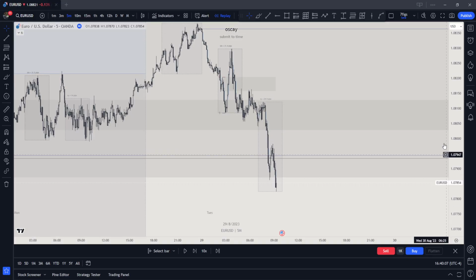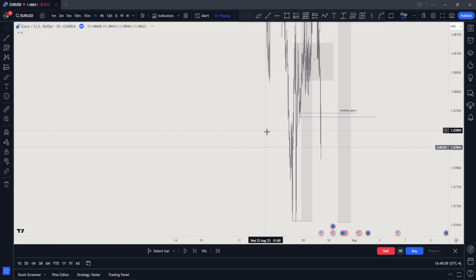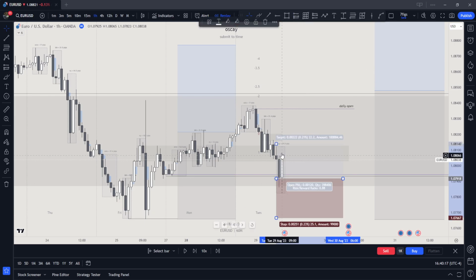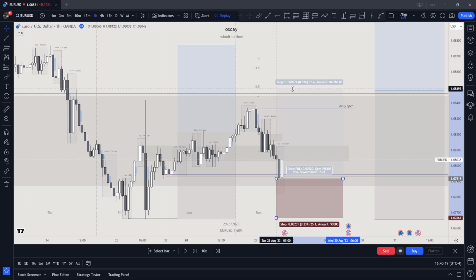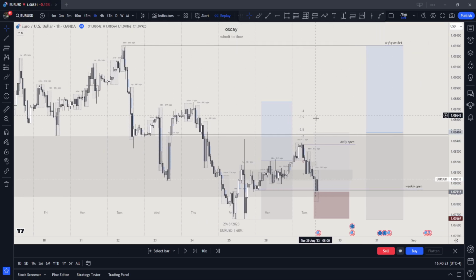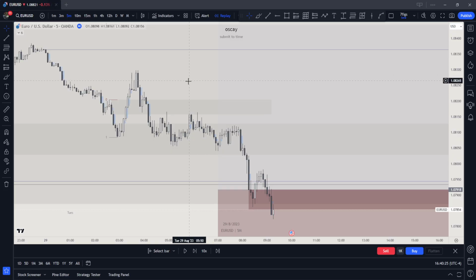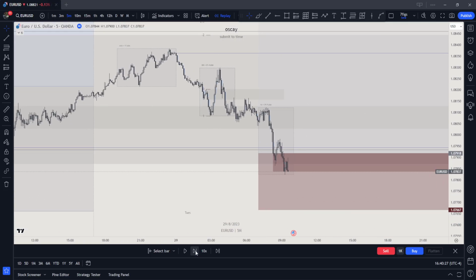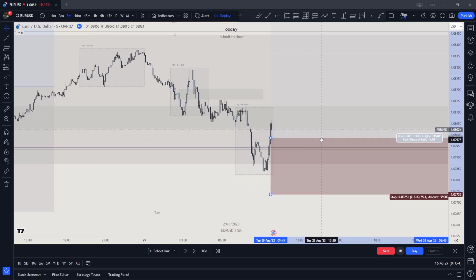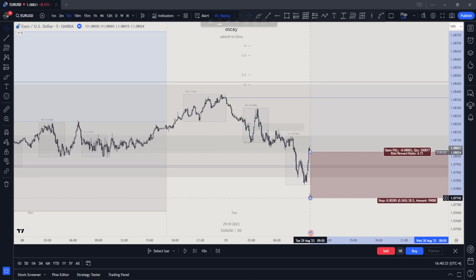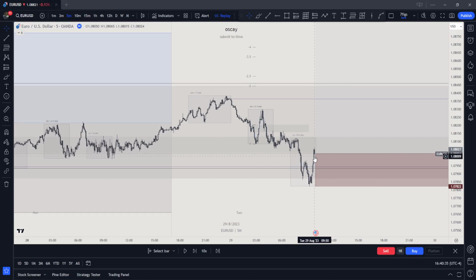Okay, 9 a.m. news. So this 10 a.m. news should push it up. Now we have taken Monday's lows. I'm not in this. Now I'm in this. I'll put it like this. Stop's like 20 pips.